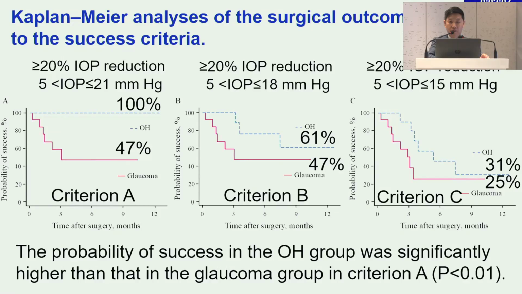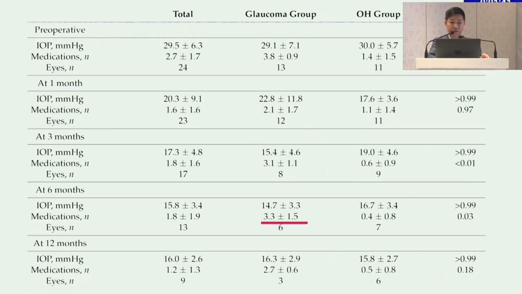We compared the surgical success between the two groups. As you can see, in criterion A, the probability of success in the OH group was 100%. On the other hand, the probability of success in the glaucoma group was 47%. So the success in the OH group was significantly higher than that in the glaucoma group in criterion A.